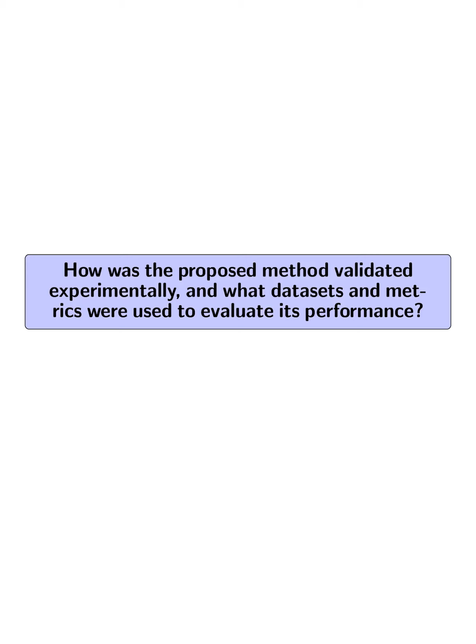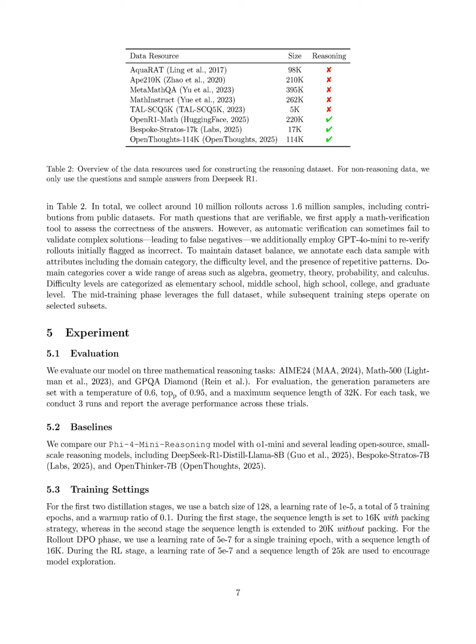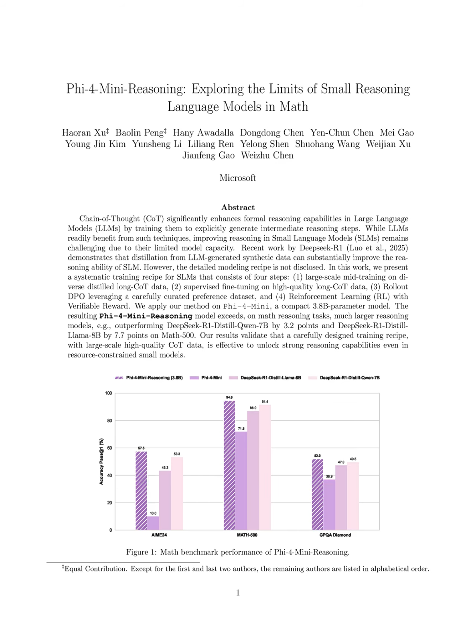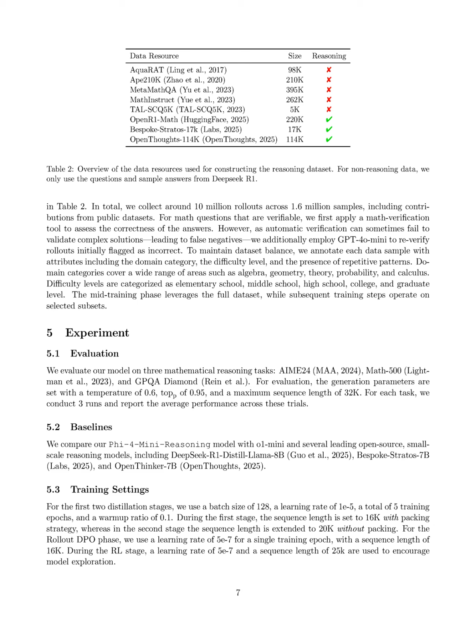How was the proposed method validated experimentally, and what datasets and metrics were used to evaluate its performance? The proposed method, Phi-4-Mini-Reasoning, was validated experimentally by evaluating its performance on 3 mathematical reasoning tasks: AIME 24, Math 500, and GPQA Diamond. For the evaluation, the generation parameters were set with a temperature of 0.6, top_p of 0.95, and a maximum sequence length of 32K, with 3 runs conducted for each task to report average performance.